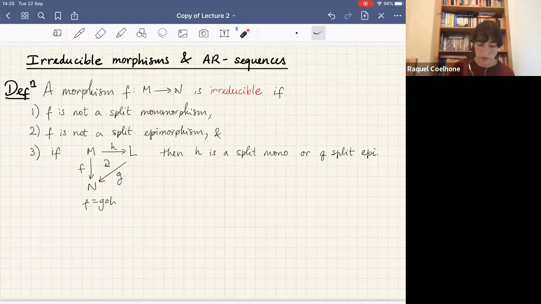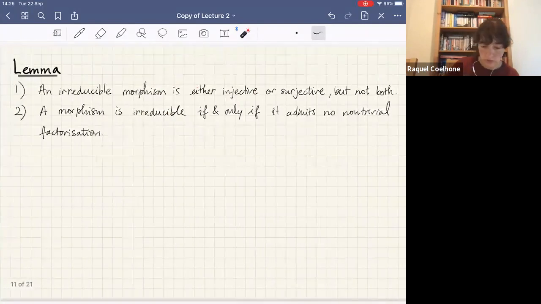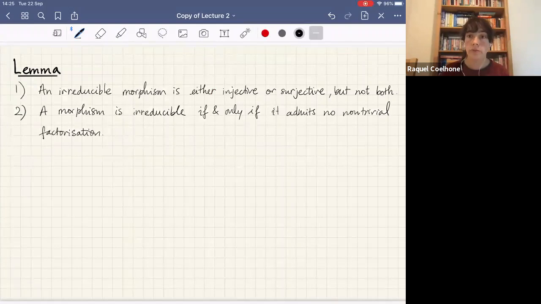Right, some properties of these which will be useful to know is that, if you have an irreducible morphism, then it must be either injective or surjective, but it cannot be both. Of course, if it were injective and surjective, it would be bijective, and then you would admit the right and left inverse, so it wouldn't be irreducible. Okay, but let me just give a quick proof.